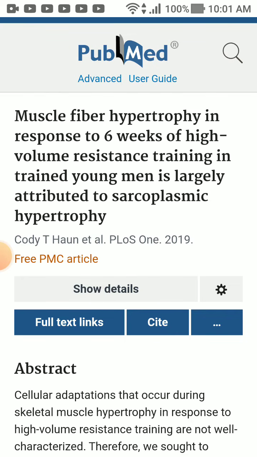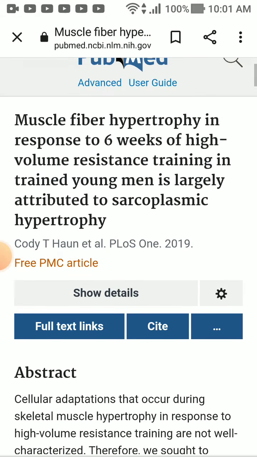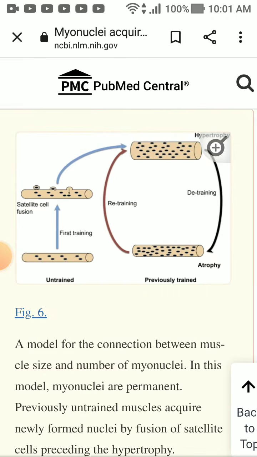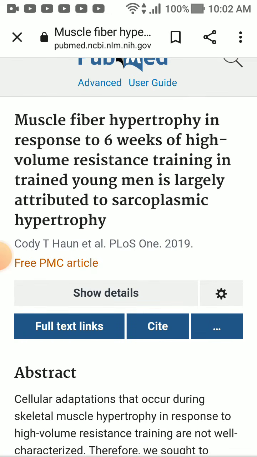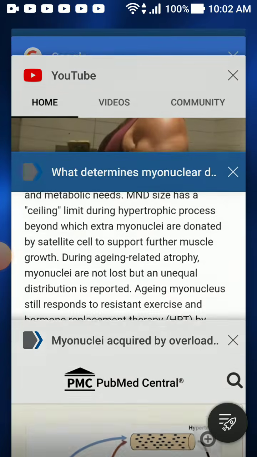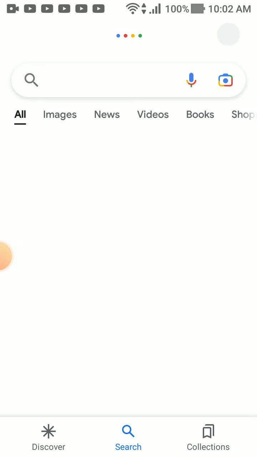Myofiber hypertrophy in response to 6 weeks of high volume resistance training in trained young men is largely attributed to what? Sarcoplasmic hypertrophy. That is all the muscle that you are all getting after your newbie gain. See, you're getting sarcoplasmic hypertrophy. Here's your newbie gains. Get it? And now you're not bypassing that newbie gain because you're not doing something specific to bypass it. And then what do you get? Sarcoplasmic hypertrophy. And what is sarcoplasmic hypertrophy? I'll show you.